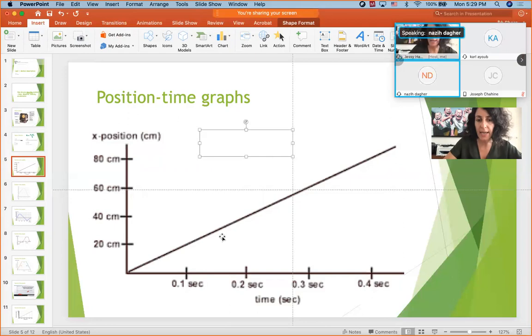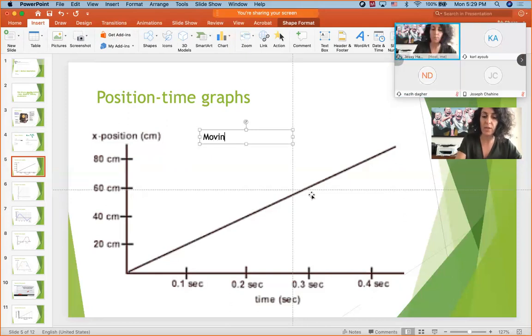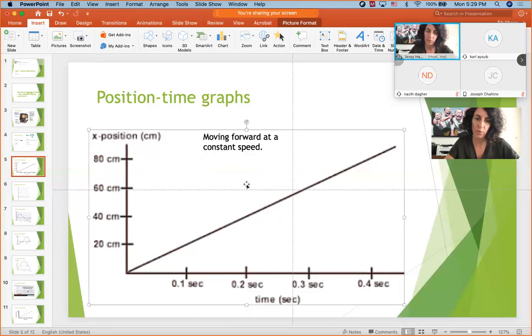Forward. Okay, I can see my position was 0, then 20, then 40 centimeters, then 60, then 80. All right, so this is moving forward at a constant speed. Do you agree? Okay. Shall we move to a new example? Do you all agree?